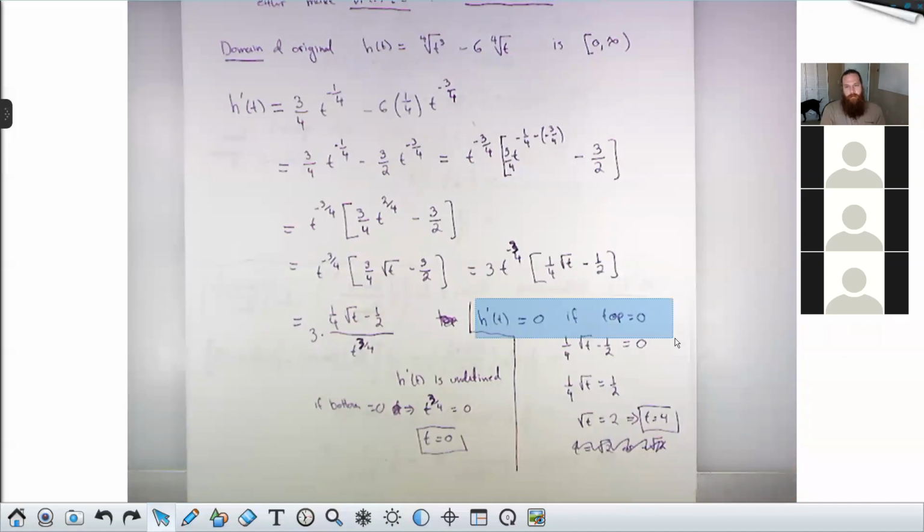So if the top is 0, what you're finding there are horizontal tangent lines. If the bottom is 0, what you're finding are vertical tangent lines.